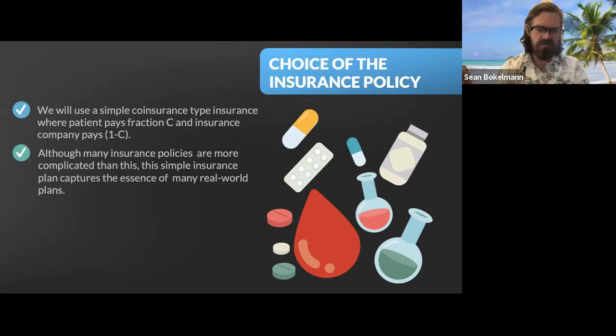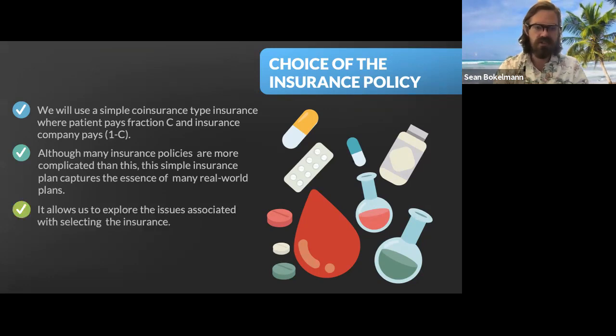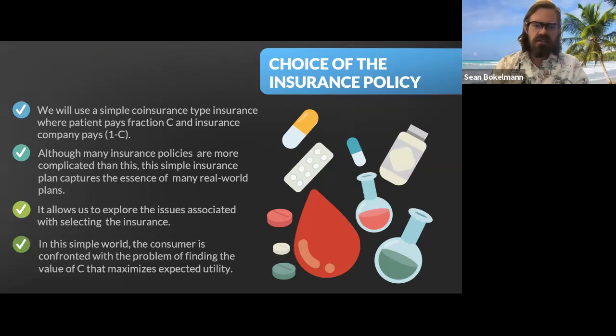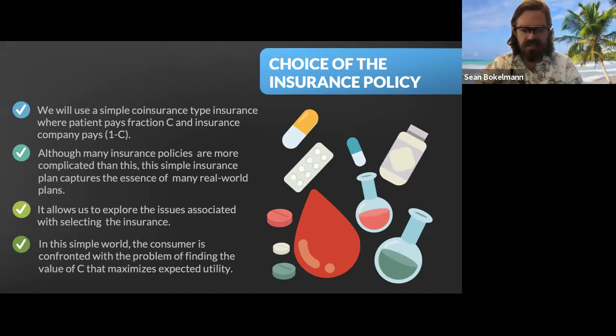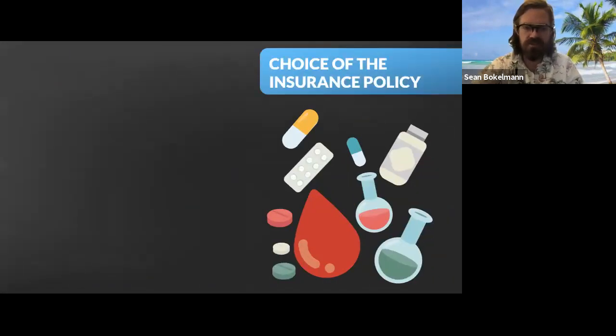Now, of course, there are a lot of insurance policies that are much more complicated than this, but this simple plan captures the essence of many real world plans. So it'll give us a good idea and it's easy to use. It allows us to explore the issues associated with selecting insurance. From the consumer standpoint, they're confronted with the problem of finding a coinsurance rate, C, that maximizes their expected utility, right? That's the consumer's utility maximization problem.